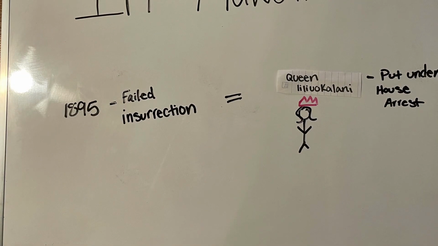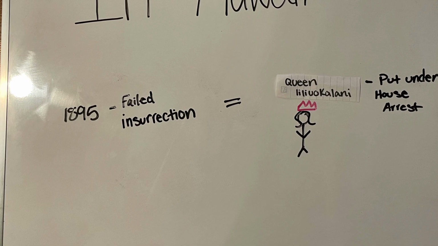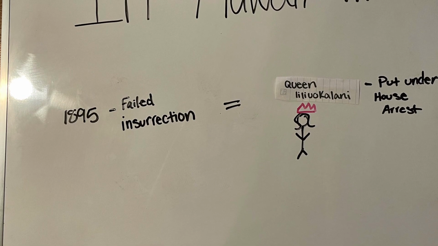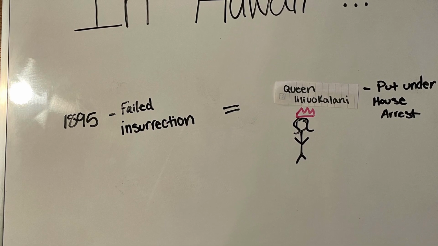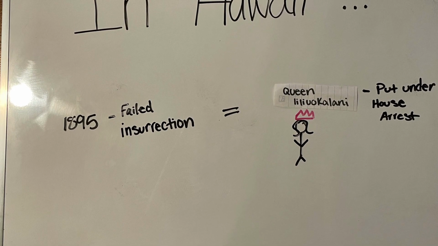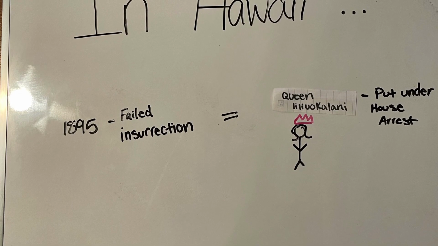Back in Hawaii, after the takeover led by Dole and the findings of the Blount and Morgan reports had been released, a group of the Hawaiian people tried to fight back in 1895, which resulted in a failed insurrection and ultimately led to the Queen being arrested, charged, and put under house arrest. During her arrest, she was forced to renounce her position as Queen.